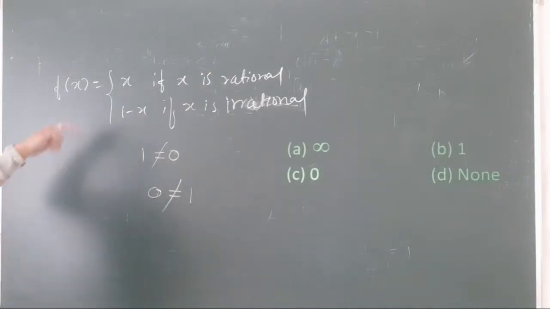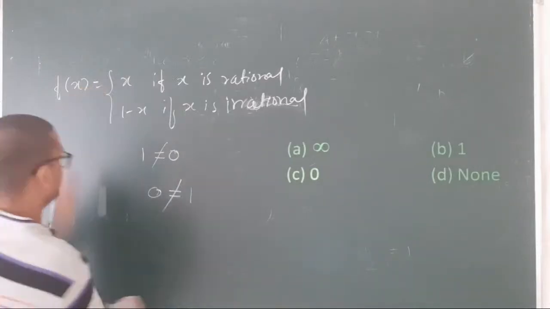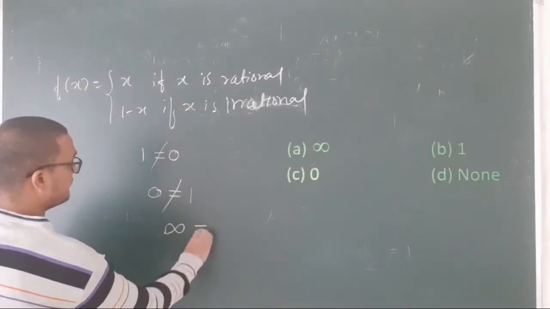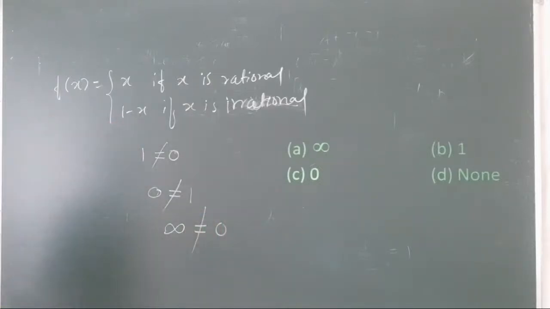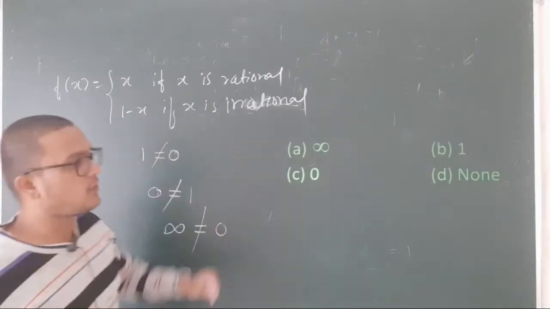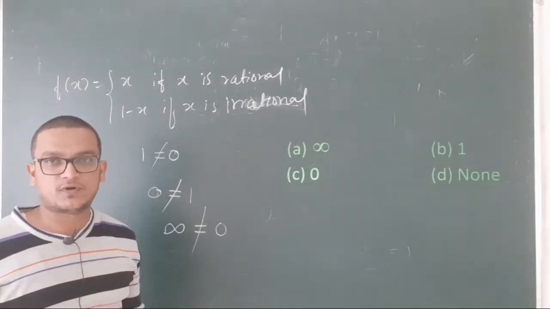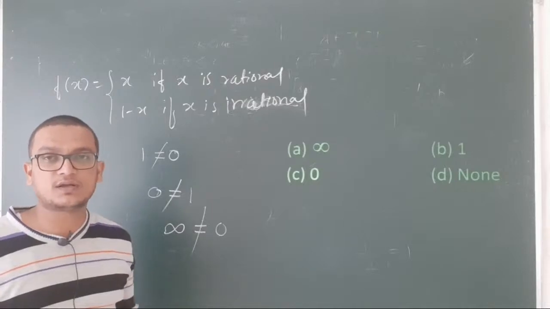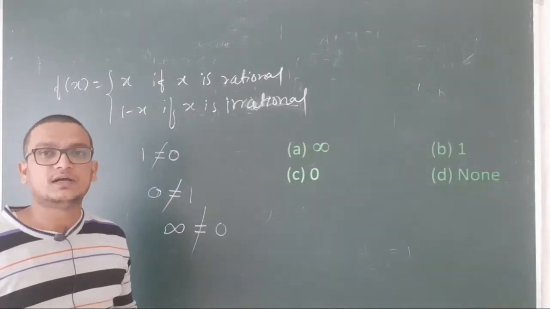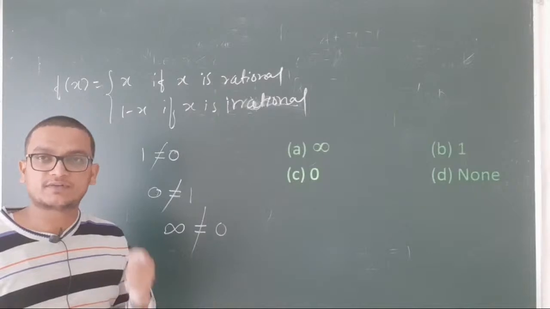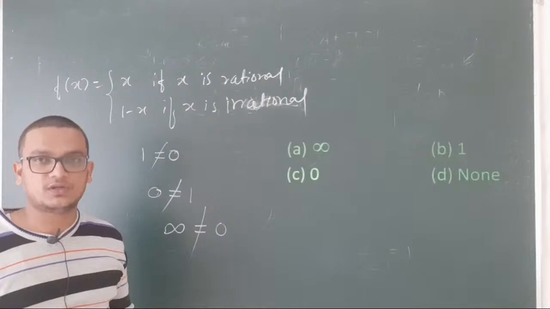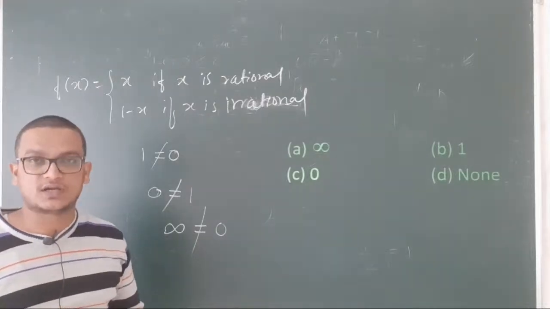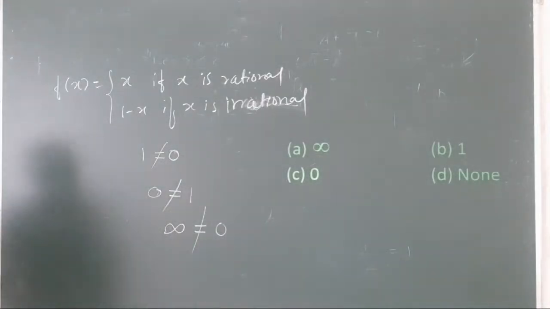Next, if you take infinity, infinity is equal to 1 minus infinity, which is not equal again. So for these three points it's not continuous, which means there is no point of continuity. Therefore option D is correct. There is no point which is continuous. So option D is correct, that is none of the above.